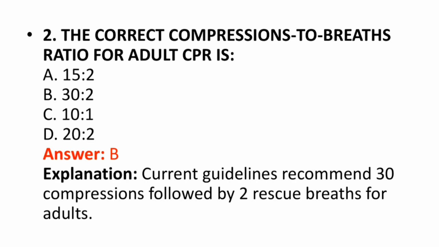The correct compressions to breath ratio for adult CPR is option A, 15 is to 2, option B, 30 is to 2, option C, 10 is to 1, option D, 20 is to 2. The correct answer is option B, 30 is to 2. Guidelines recommend 30 compressions followed by 2 rescue breaths for adults. The correct compressions to breaths ratio for adult CPR is 30 is to 2.